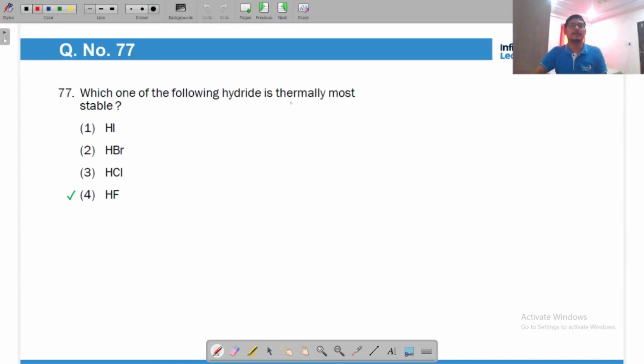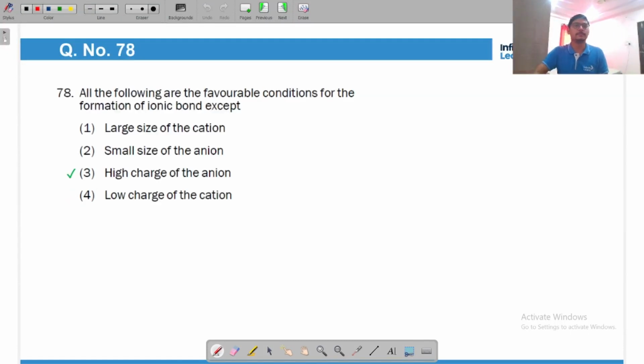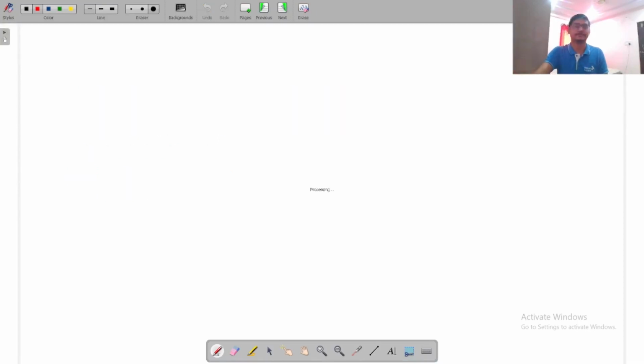Which one of the following hydrides is thermally most stable? HF because of the strongest bond. Which of the following is a favorable condition? High charge of the cation, no. High charge of the anion, no. Because if the anion has high charge, its size will be very huge, and then it will be easily polarizable, leading to covalent character. So this is not the favorable factor, hence the correct answer.